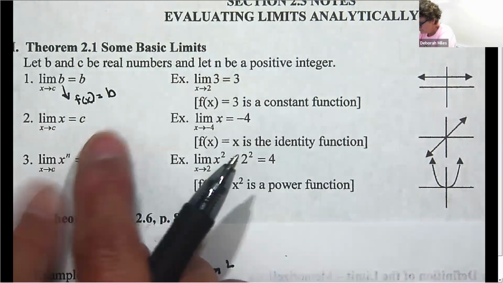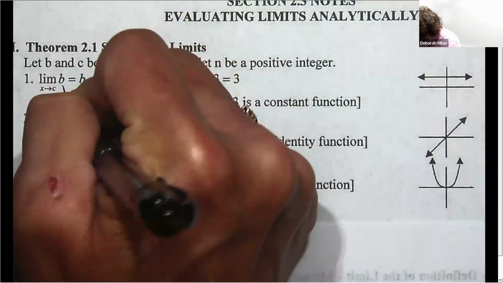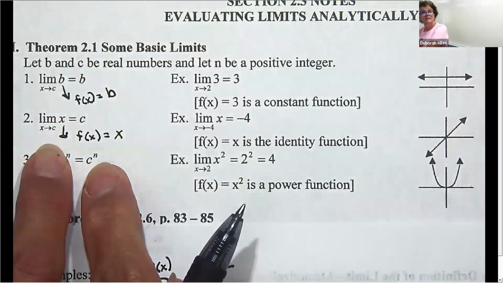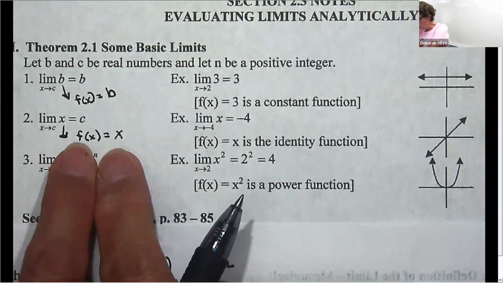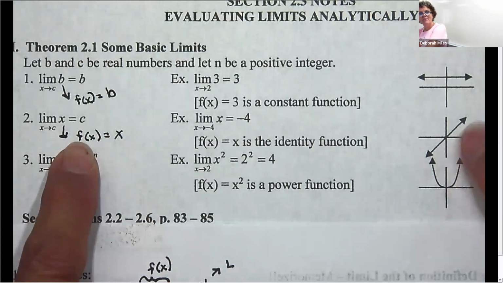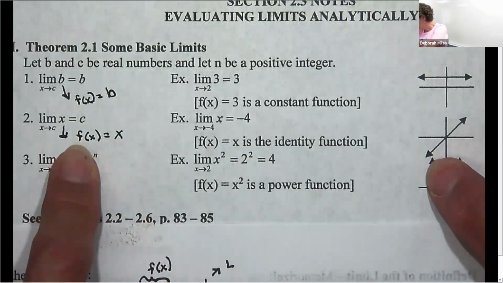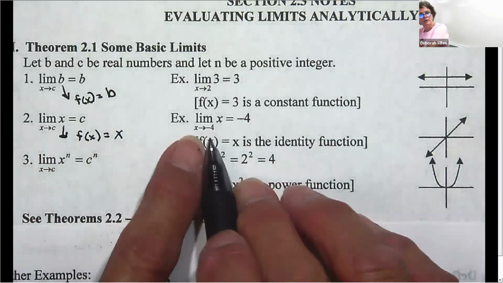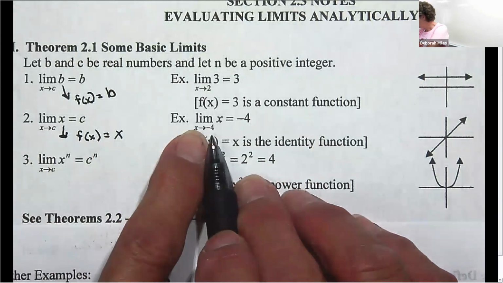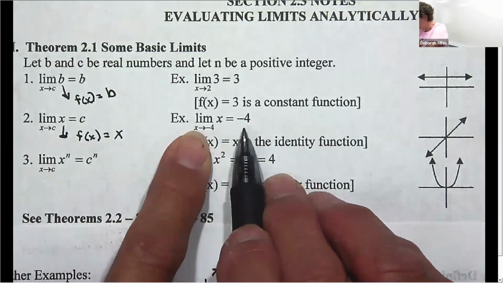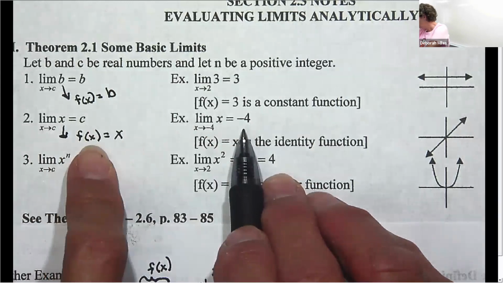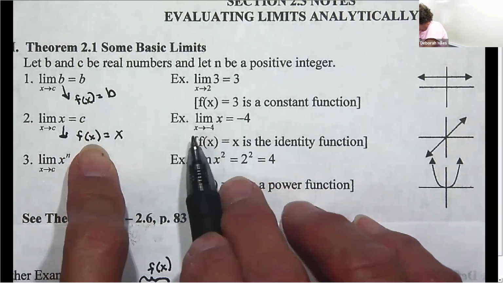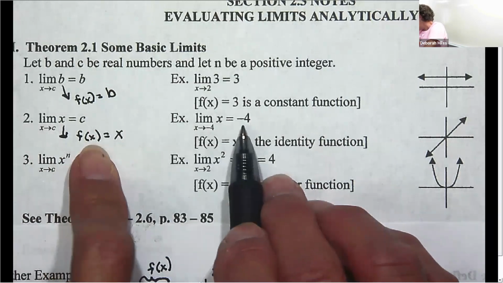Second one, that function that we're talking about is f of X equals X. If you graph f of X equals X, it's just this line that bisects the first and third quadrants. So if you want to know what Y is approaching as X approaches -4, it's just -4 because Y is the same thing as X. That's what that equation's saying. Y and X are the same thing. So whatever X is approaching, Y is going to be approaching the same thing.